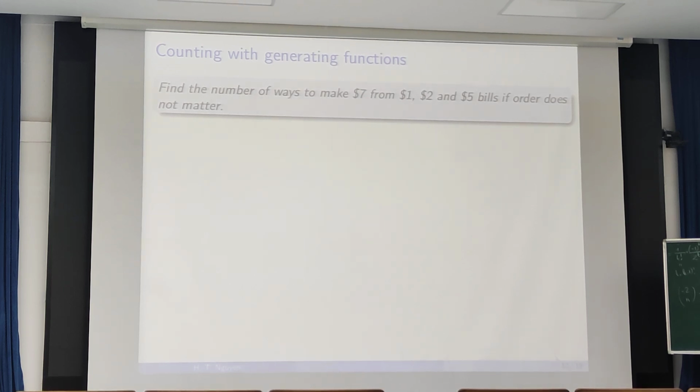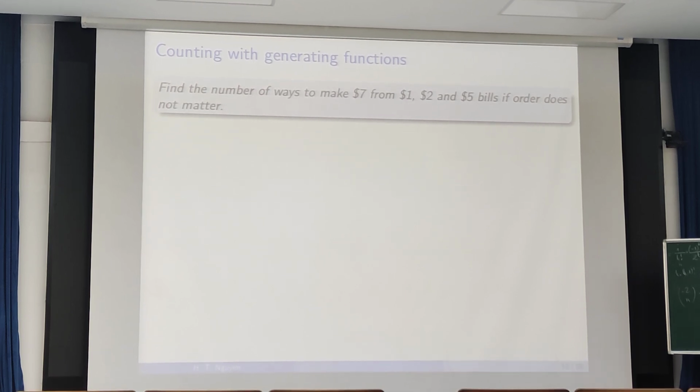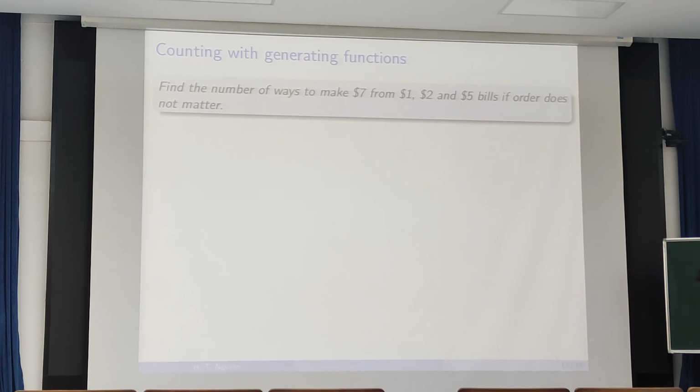So you can list all the possibilities. Of course, that is a way to do it, but that way is not quite feasible for a large sum of money. You can easily do it for $7, but let's say for $70, that would be more complicated.